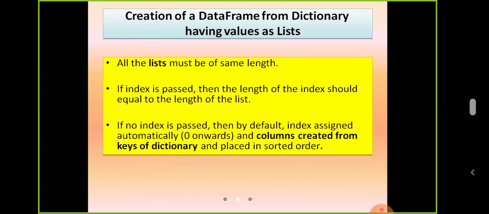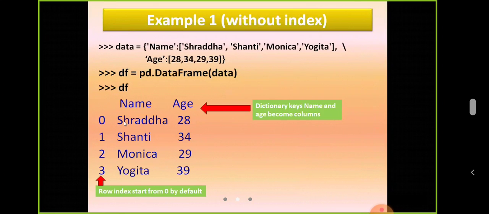Okay? And if I am using a dictionary, then it is the rule that the keys of the dictionary will become the column labels, and these columns will be arranged in alphabetical, sorted order. Clear? Now you can see this example. I am using a dictionary here for creating the frame, but I am not specifying the index. Clear? First dictionary is data equal to name, colon, Shraddha, Shanti, Monica, Yogita.